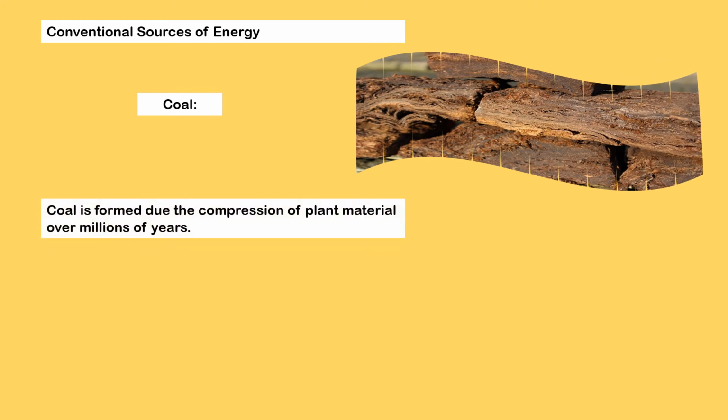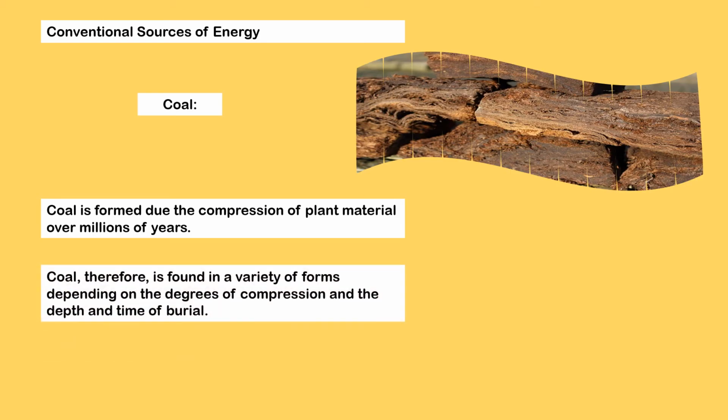Conventional sources of energy. First is coal. This is peat. We're going to learn. What is coal? Coal is formed due to compression of plant material over millions of years. So it is formed depending upon the degree of compression it has gone through, the depth and time of burial. So the quality depends on all these things: the degree of compression, depth, and time of burial.